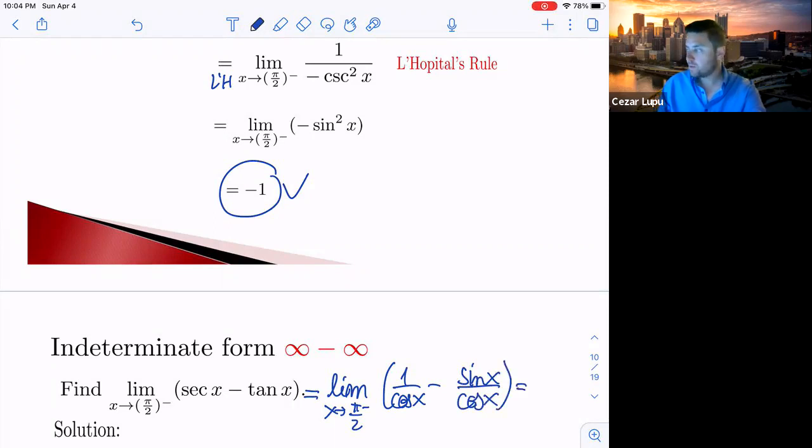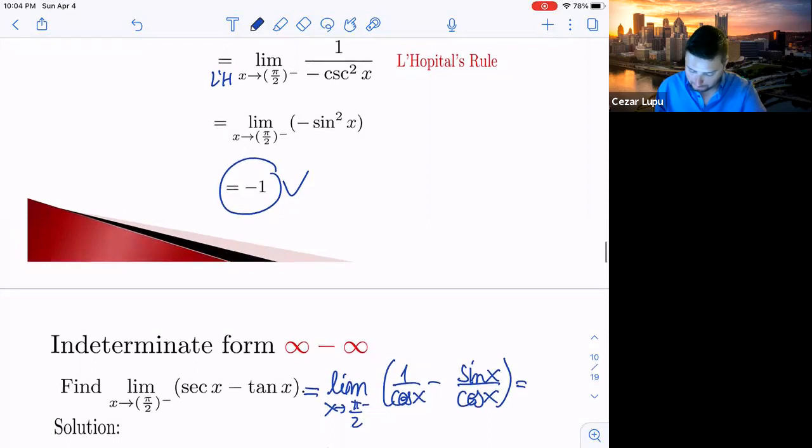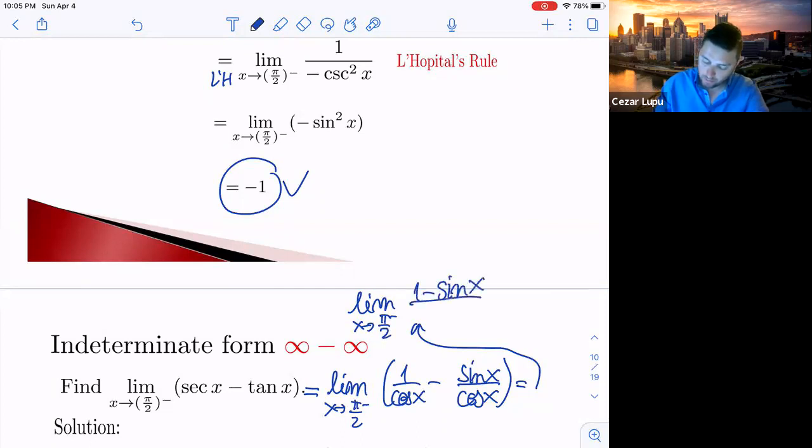Well, great. And now this will be nothing else than just the limit as x approaches pi over 2 from the left of (1 minus sine of x) over cosine of x. And as you can see, we clearly have an indeterminate form, since as x approaches pi over 2, sine of pi over 2 will be 1. So we'll have 1 minus 1, which is 0, and the cosine of pi over 2 is 0. So the indeterminate form that we will get here will be 0 over 0.